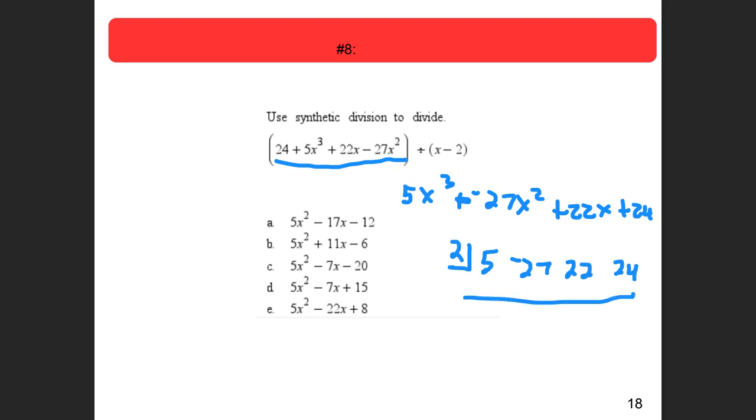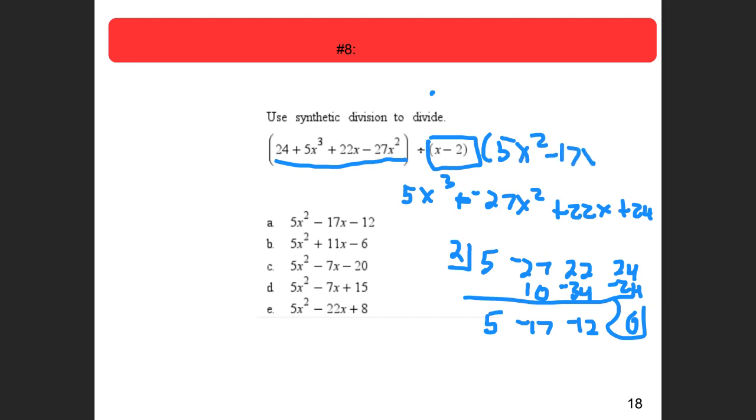All right, so bring down the 5. 2 times 5 is 10. If I add straight down, I get -17. Multiply, that gives me -34. So that's -12. 2 times -12 is -24. Lo and behold, I have a 0 for a remainder. That means x minus 2 is a factor. And what else does it factor down to? 5x squared minus 17x minus 12. So 5x squared minus 17x minus 12 looks like letter A for my answer.